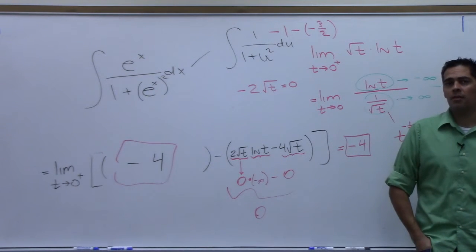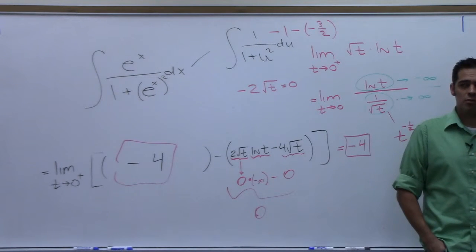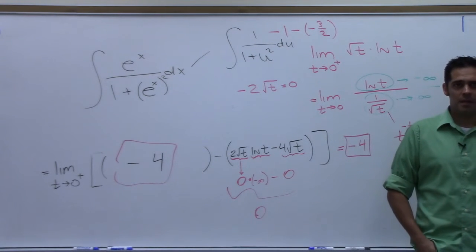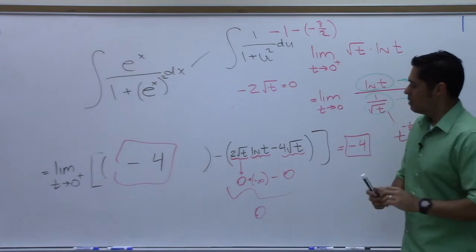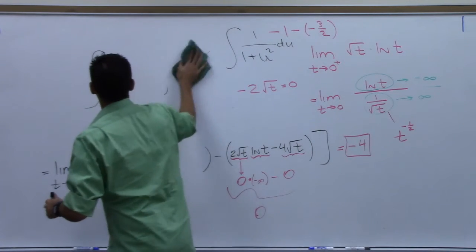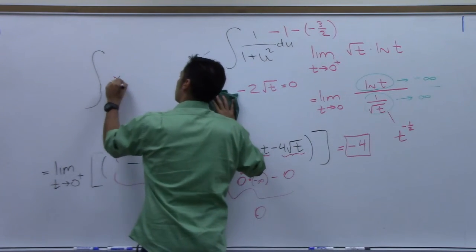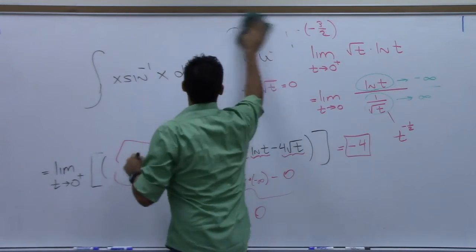The derivative of arcsine turns into 1 over square root of 1 minus x squared. That's what du would be. That would force you to have to let... this is a good problem. I'm not going to work it out, but let's just look at it. x arcsine x dx.